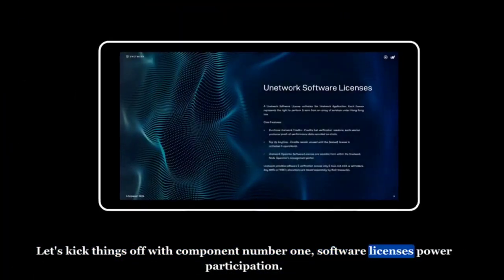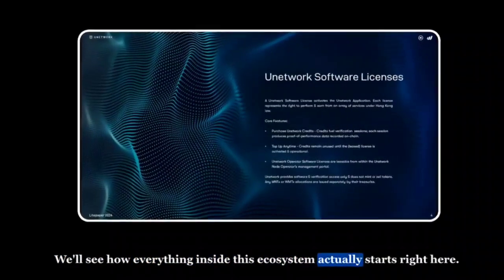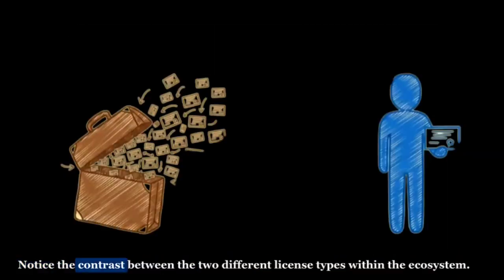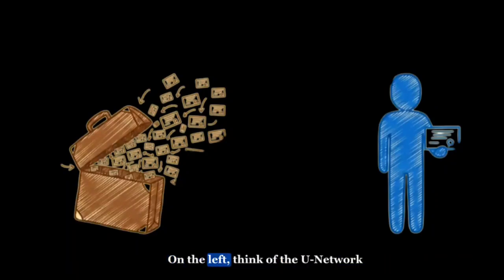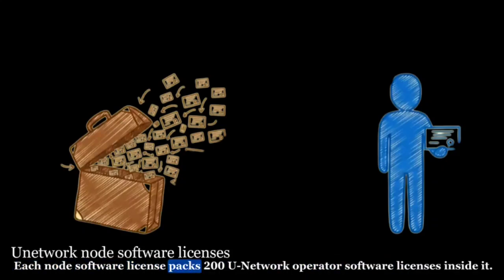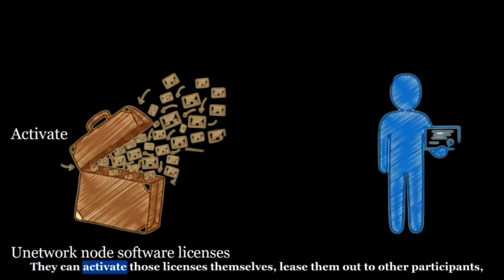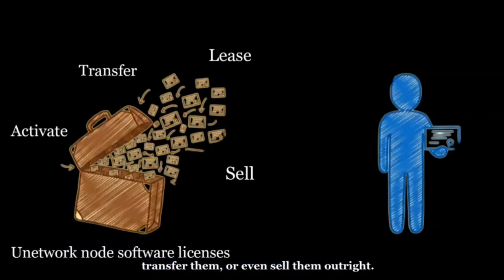Let's kick things off with component number 1, software licenses power participation. We'll see how everything inside this ecosystem actually starts right here. Notice the contrast between the 2 different license types within the ecosystem. On the left, think of the Unetwork node software license as a large, heavy briefcase of ownership. Each node software license packs 200 Unetwork operator software licenses inside it. And node operators have total flexibility. They can activate those licenses themselves, lease them out to other participants, transfer them, or even sell them outright.